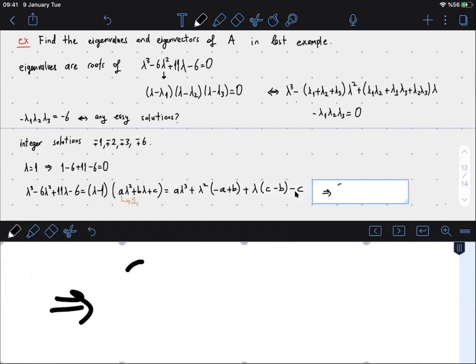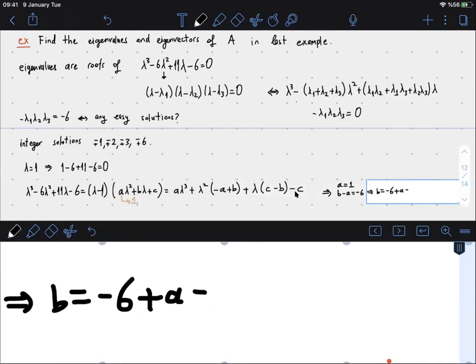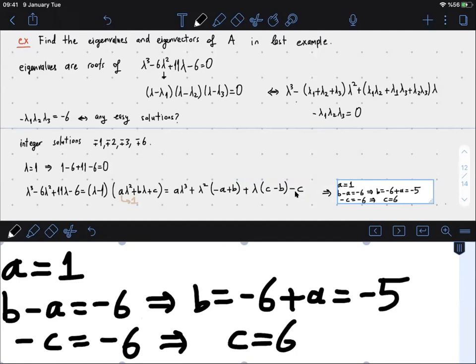So there's only one solution, which is a must be 1, as we said. So b minus a is minus 6. So b is minus 6 plus a, which is, a is 1, right? So this is minus 5. And let's look at c. So minus c is minus 6, which gives us c equals 6. So this equation is also satisfied, right? 6 minus 5 is 11, so it's satisfied.